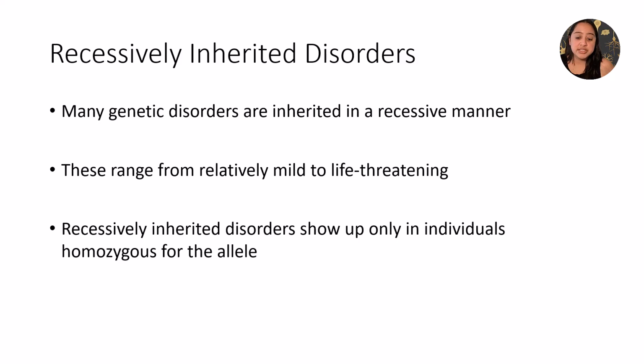And there are different disorders that are passed on that are genetic, and there are some that can be recessive, and there are some that can be dominant. So many genetic disorders are inherited in a recessive manner, and these range from relatively mild to life-threatening. And so recessively inherited disorders show up only in individuals that are homozygous for the allele. So remember, homozygous, recessive.